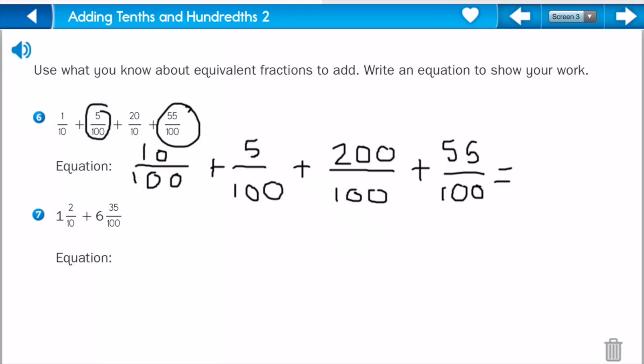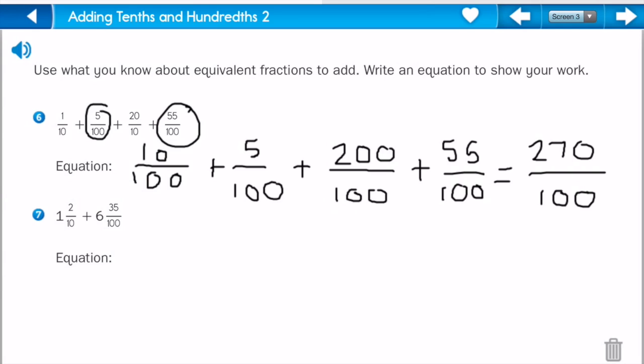So what do I get when I add all of these numbers together? 270 over 100. Okay, now let's see if we can simplify that. How many groups of 100 are in 270? Yes, so we know that there are 2 groups of 100 in 270.